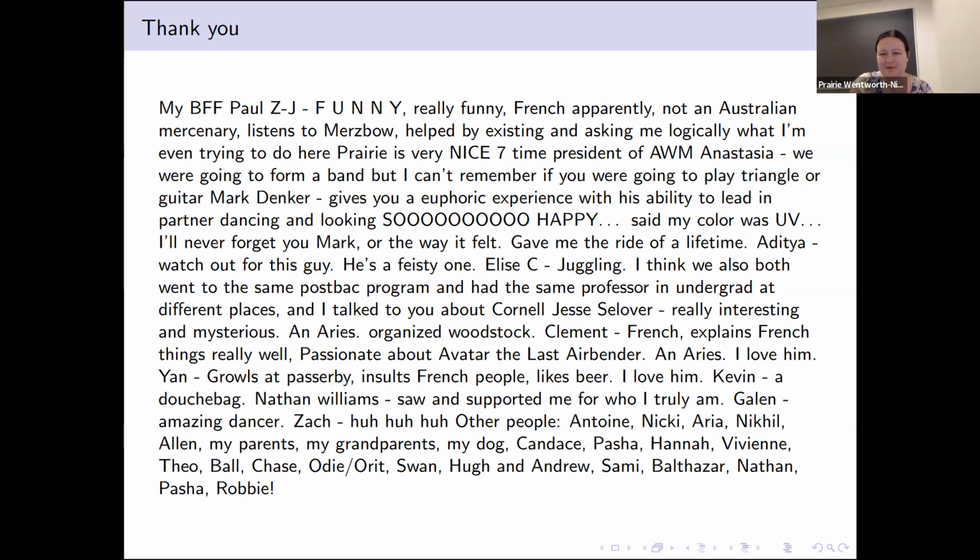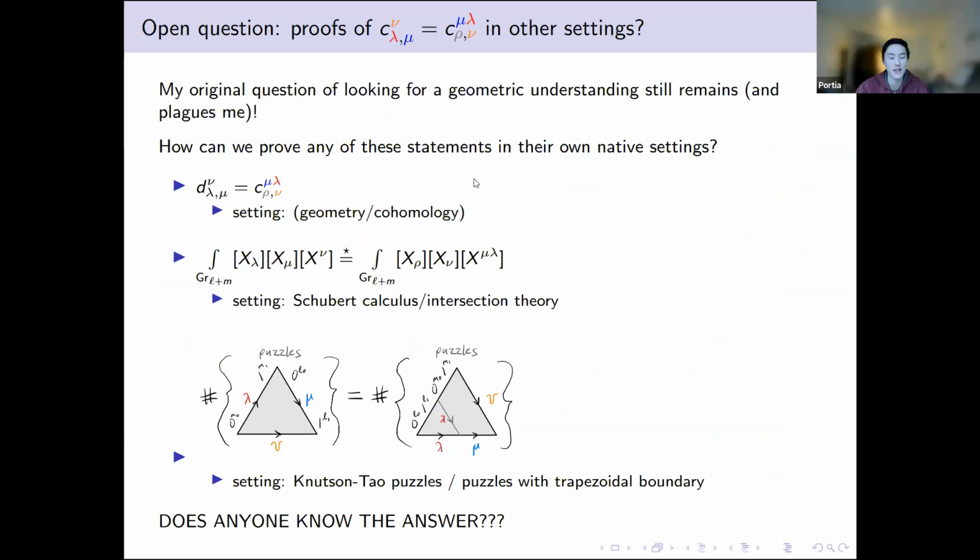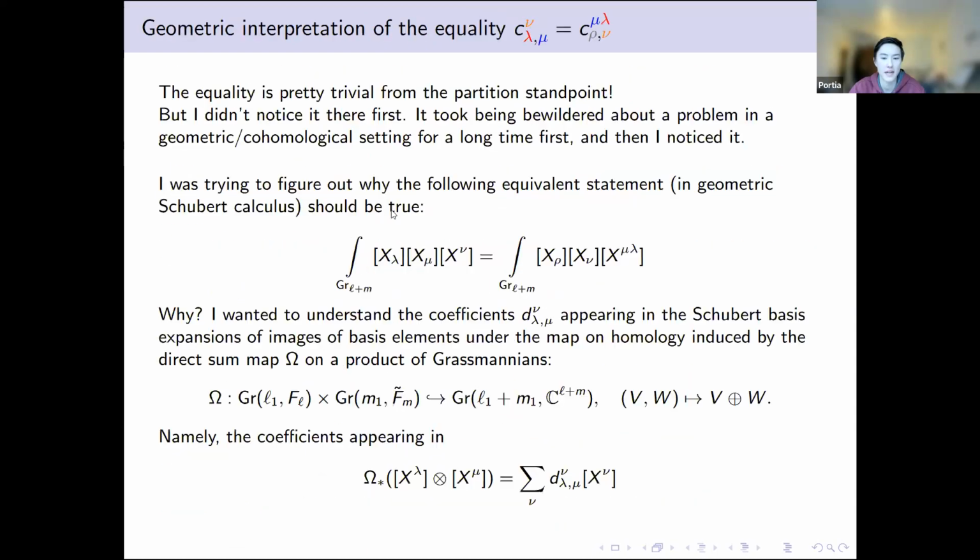Any questions? Wow, energy. I see one hand. Go for it. So what exactly is mu lambda? How do you define it? I wasn't paying attention at that spot. Which one? Mu lambda, the product, so to speak, of the two partitions. Okay, yeah, I'll go back to that.